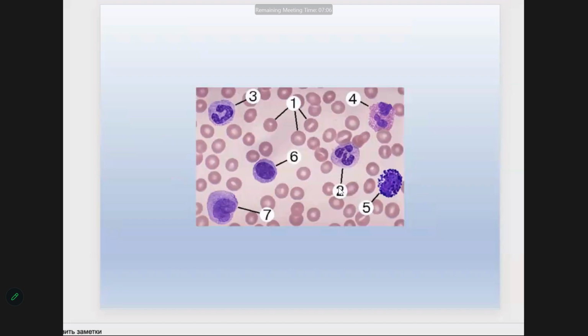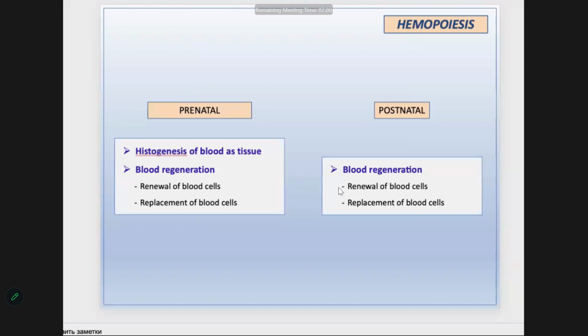And short information, because we have only 7 minutes, about hemopoiesis. Hemopoiesis is a process of formation and regeneration of formed elements in the blood. According to the age of this formation, hemopoiesis is subdivided into two periods: prenatal or embryonic hemopoiesis and postnatal or post-embryonic hemopoiesis.